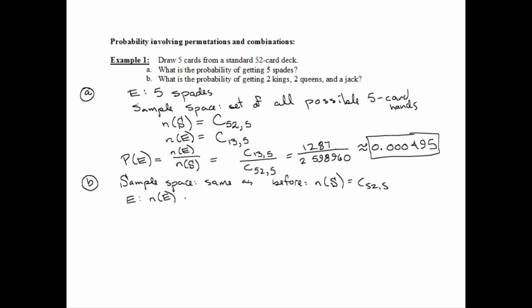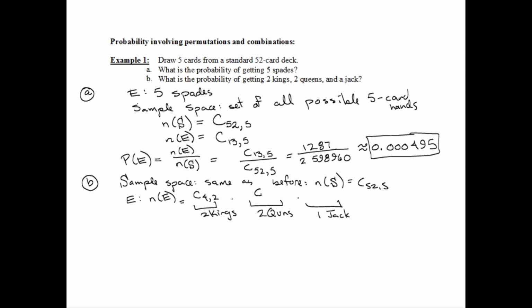Okay, how many ways are there to choose 2 kings? We're going to have 2 kings. We're going to multiply that by the number of ways to get 2 queens. And we're going to multiply that by the number of ways to get 1 jack. There are 4 kings altogether. We're choosing 2 to be in our hand, so we get combination 4, 2.